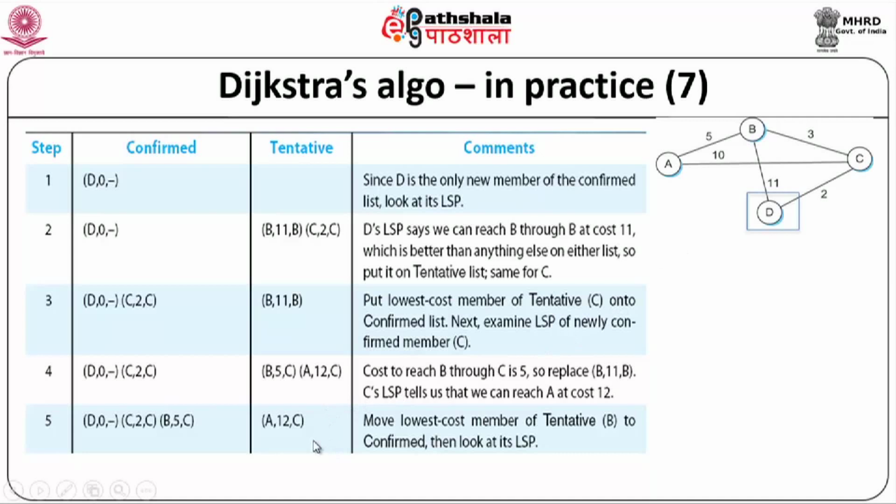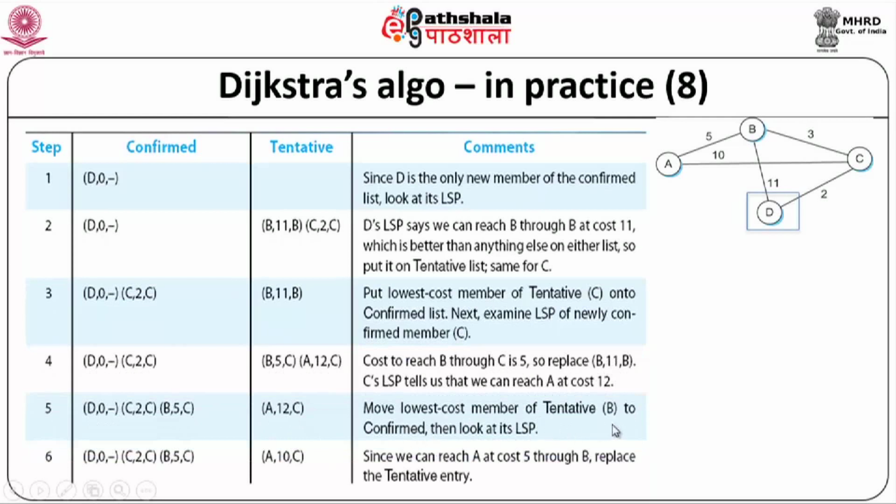So now A12C is what we have. You move the least cost member of the tentative list, B, to the confirmed list and then look at its LSP. So now with respect to A, look at what happens. The earlier cost we had was 12C. Now you have a cost of B to A is 5, and a cost of 5 to reach B. So 5 plus 5, 10 is the cost now to reach A. So now you update this value as A comma 10 comma C, right. So this becomes a tentative entry.